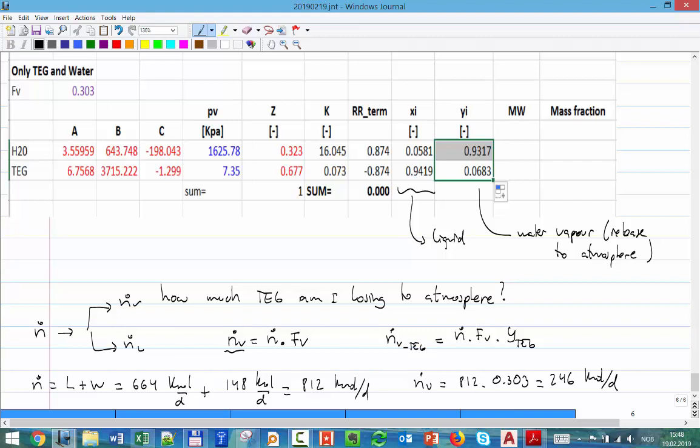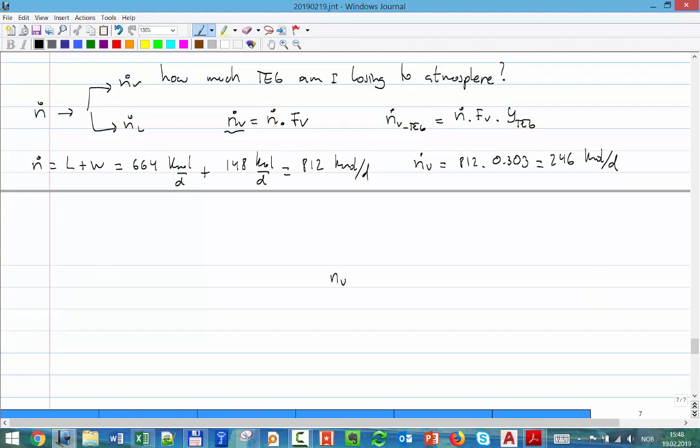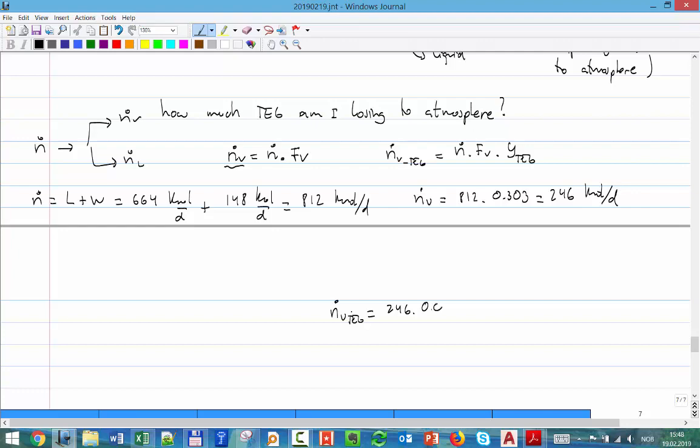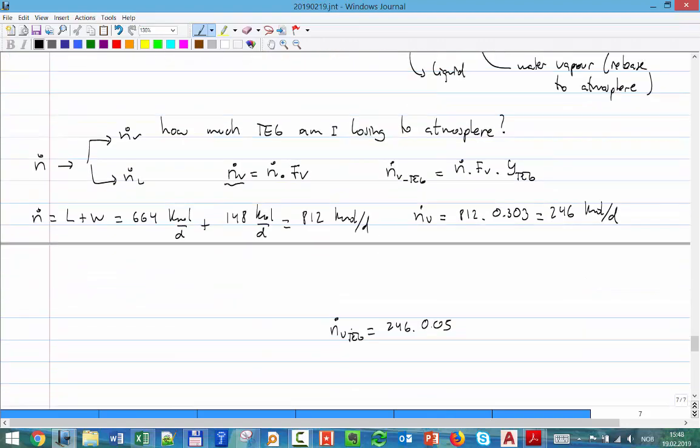And then how much of that is TEG? N vapor going to TEG is 246 times the Y of the TEG, which is 0.0581, and that's how much? 14 kilomole per day. That means that instead of having 664, I'm now losing 14 to the environment.